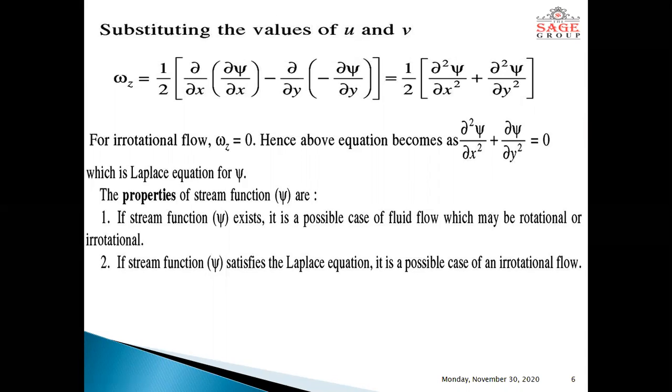The properties of stream function are: first, if stream function exists, it is a possible case of fluid flow which may be rotational or irrotational. Second, if stream function satisfies the Laplace equation, it is a possible case of irrotational flow. And the Laplace equation is del square psi upon del x square plus del square psi upon del y square equal to 0.